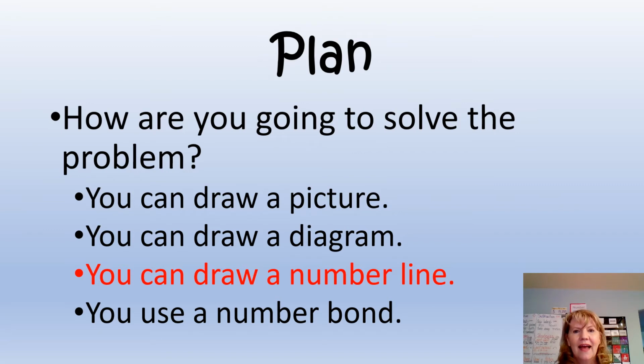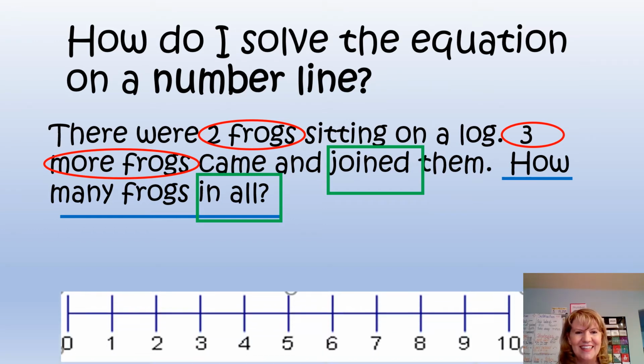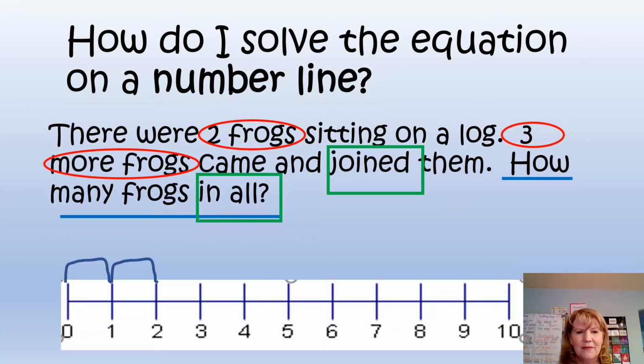Plan. How are you going to solve the problem? You can draw a number line. How do we solve a number line? Here's our story problem. There were 2 frogs sitting on a log. 3 more frogs came and joined them. How many frogs in all? Here's our number line. We started on 0 and we hopped 2. That represents 2 frogs. Then we hopped 3 more to represent 3 more frogs. We had a total of 5.